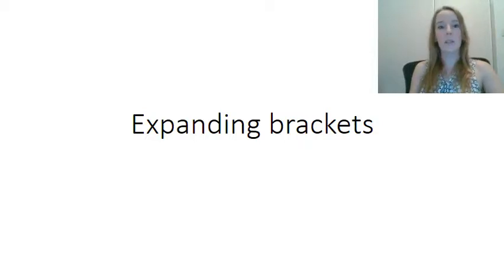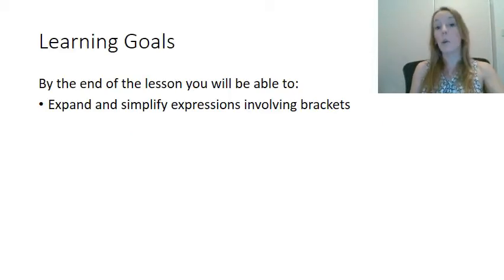Today's lesson is going to be on expanding brackets. So we only have one learning goal for today, and that's by the end of the lesson you'll be able to expand and simplify expressions that involve brackets.